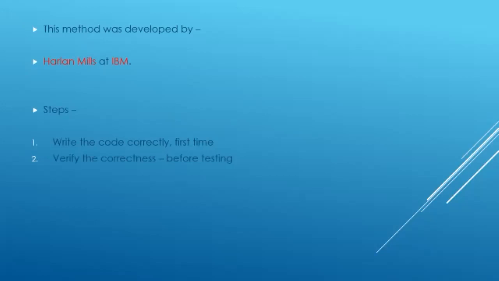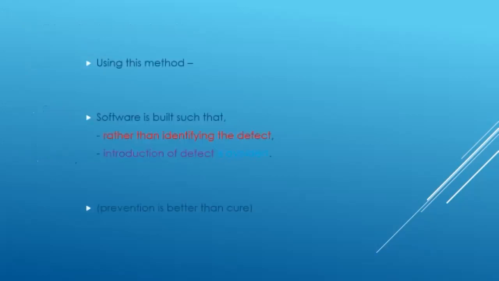Steps. Number 1, write the code correctly the first time. Second, verify the correctness before testing. Using this method, software is built such that rather than identifying the defect, the introduction of defects is avoided. Prevention is better than cure.